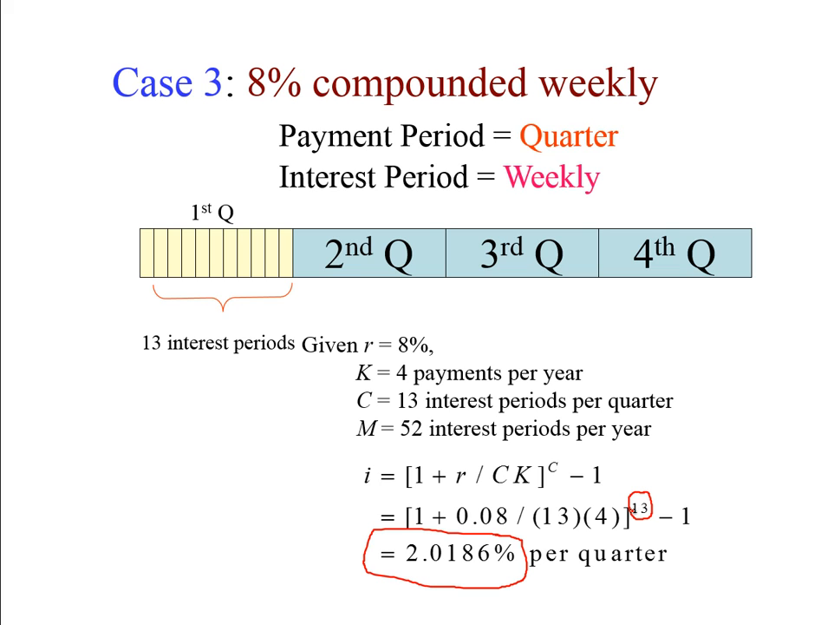And again, we use 13 interest periods within 4 quarters per year. So 13 times 4, which is 52. So we divide the nominal interest, R, by the total number of interest periods in a year, which is 52, and we raise that to the power 13 to get the interest per quarter.